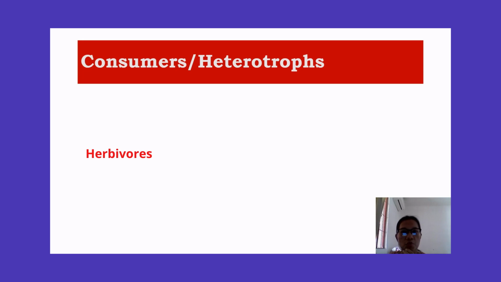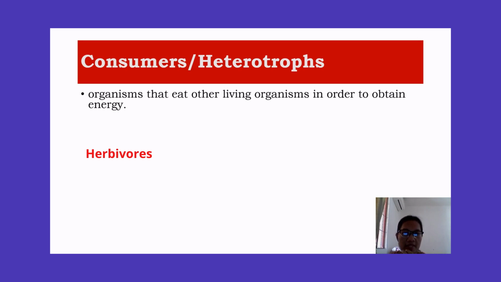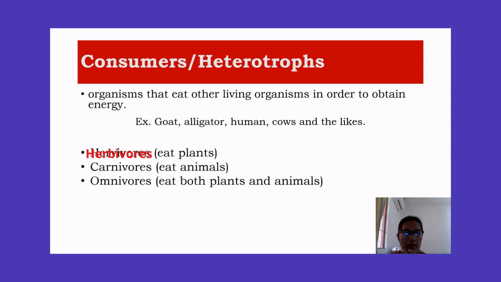Biotic factor, we have consumers, also known as heterotrophs, organisms that eat other living organisms in order to obtain energy. For example, we have goat, alligator, human, kasama tayo dyan, we are consumers, cows, and the likes. So nahahati po sa three categories ang consumers. We have herbivores, yung mga kumakain ng plants. The second one is carnivores, yung mga kumakain naman ng animals. And then the third one, omnivores, eat both plants and animals.